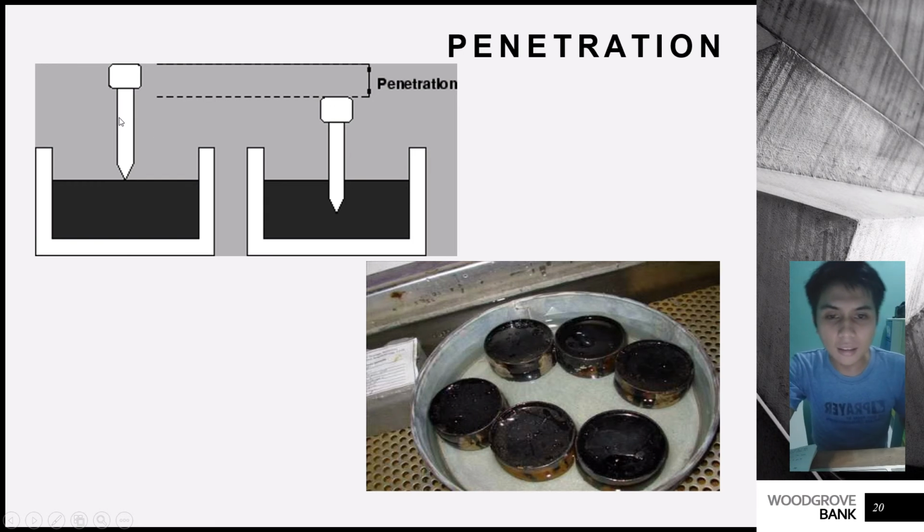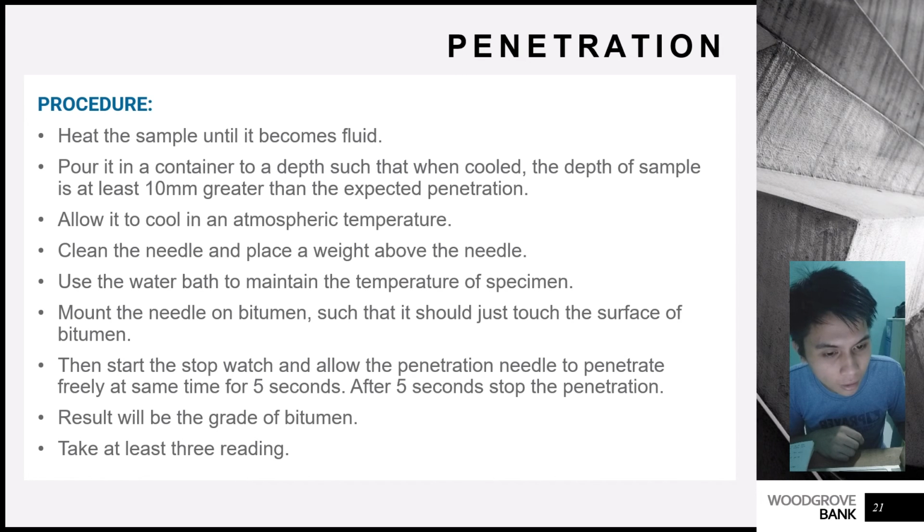So, here is the picture of penetration testing. This is the needle, and the black one in the picture is our bituminous material. In this distance, from here to here, the needle moves down vertically, and this will be our penetration. The picture below shows the actual apparatus of the penetration testing.